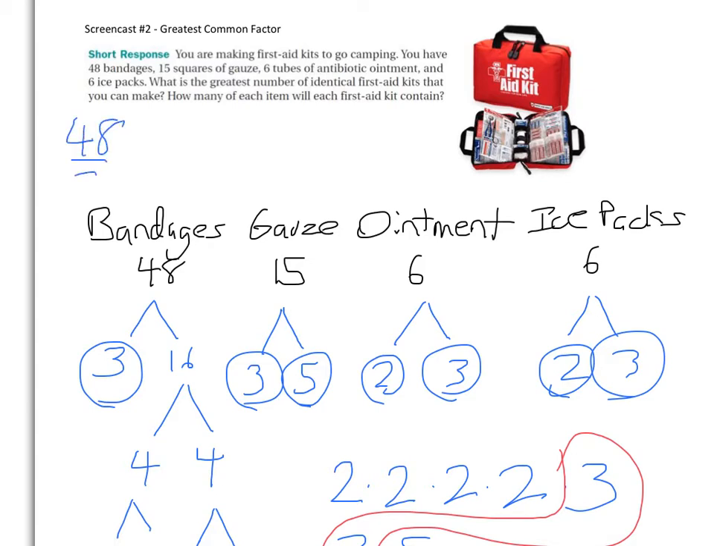We take 48 and divide it by 3. And we know 48 divided by 3, that's easy math. That is 16. So we're going to have 16 bandages in all 3 of the identical first aid kits.